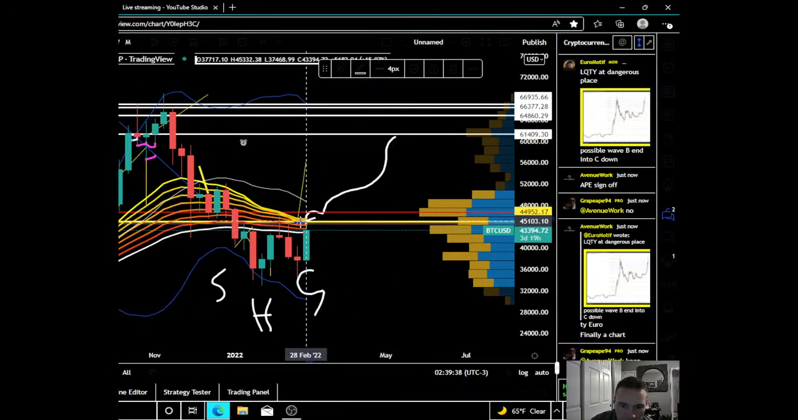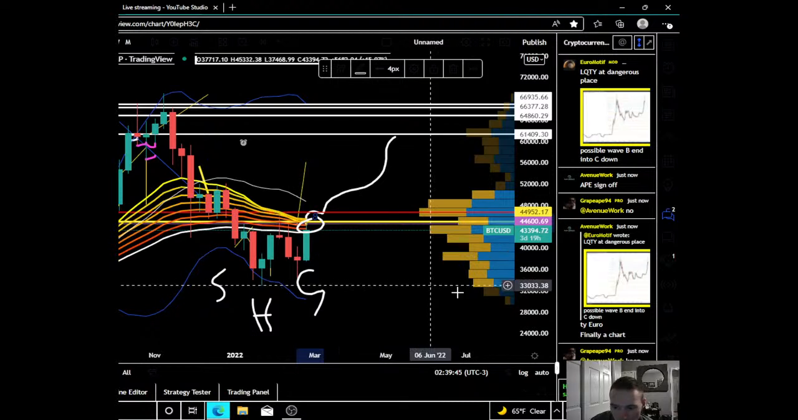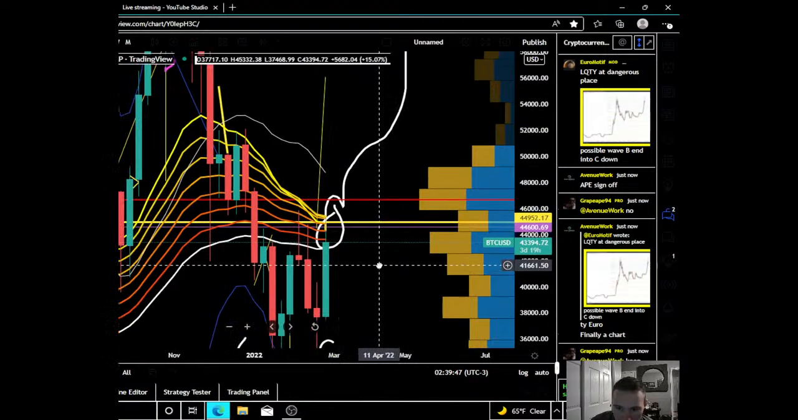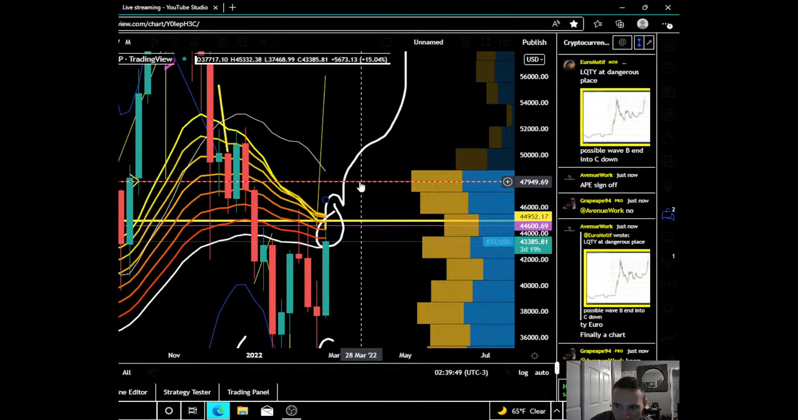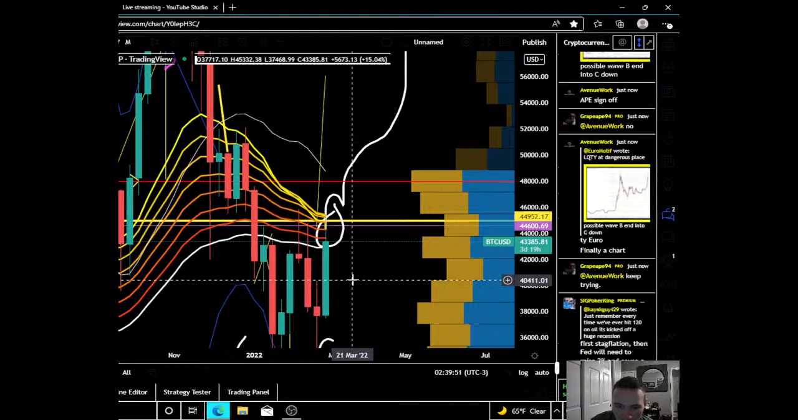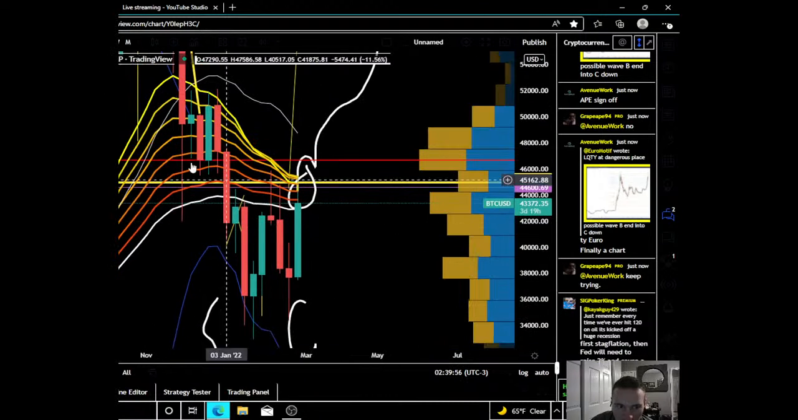These are going to be all of our resistances, obviously, because that's what was resistance in the past, so it's going to be what's resistance in the future. And then I've been telling you guys about this level at 47 for a long time. We never hit it, so that's why I haven't been bringing it up recently.